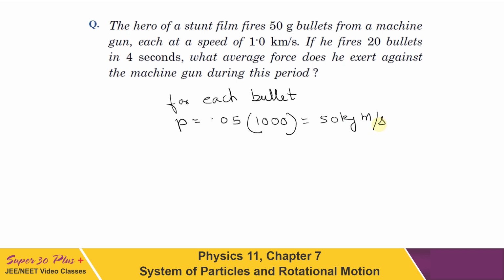Thus the rate of change of momentum for the gun is, since it is firing 20 bullets in 4 seconds, so it has to be multiplied with 20. Then we have to write the momentum of each bullet upon the time, that is 4 seconds. On solving, it will come out to be 250 Newton. This is the force that is applied on the gun. And if the stuntman has to hold the gun, he must exert a force of 250 Newton against the gun. So this must be the same force written here.